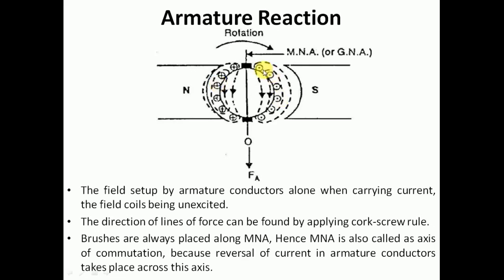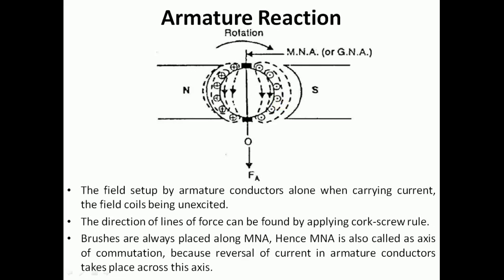In those conductors which are lying under the influence of south pole, this will be exactly opposite to what happened under the north pole. Here you have to point the thumb in the outward direction. Then the curl of the fingers, which is actually in the anti-clockwise direction, represents the direction of armature flux.